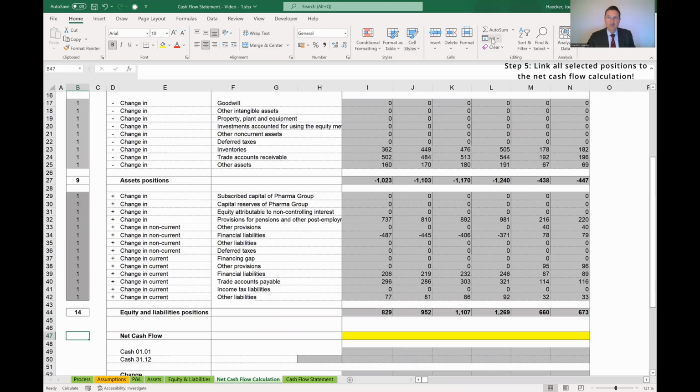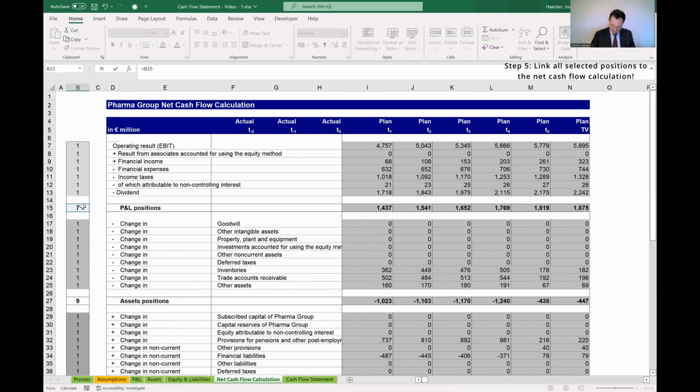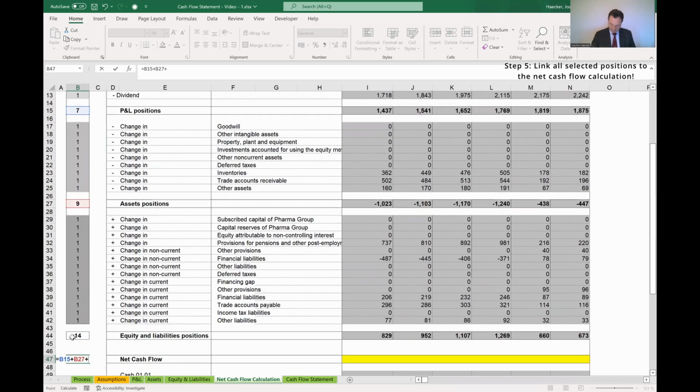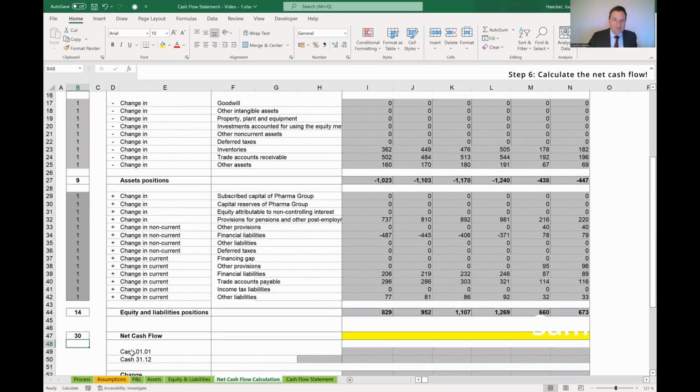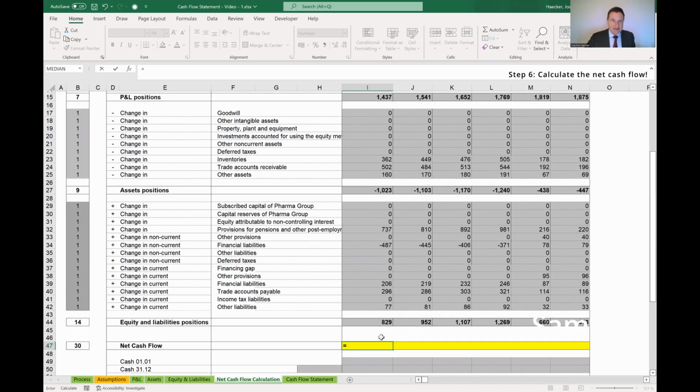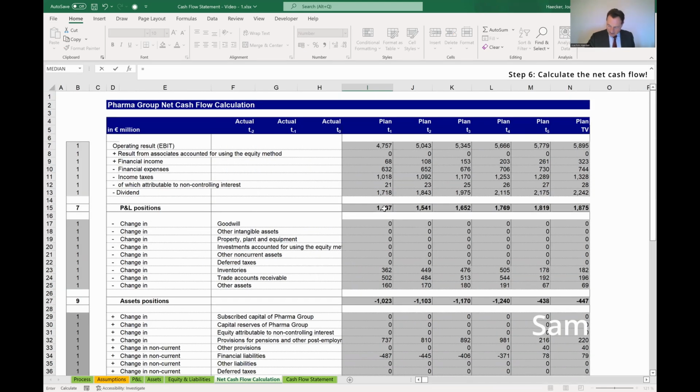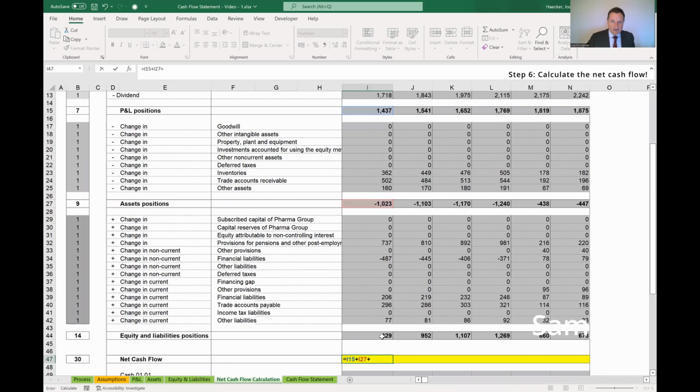How many are there in total? Well, equals 7 plus 9 plus 14. And this is 30. Now I want to calculate my net cash flow. And my net cash flow is calculated as my result of the P&L positions plus my results of my assets positions plus my result of my equity and liability positions. And this leads me to the following net cash flow.